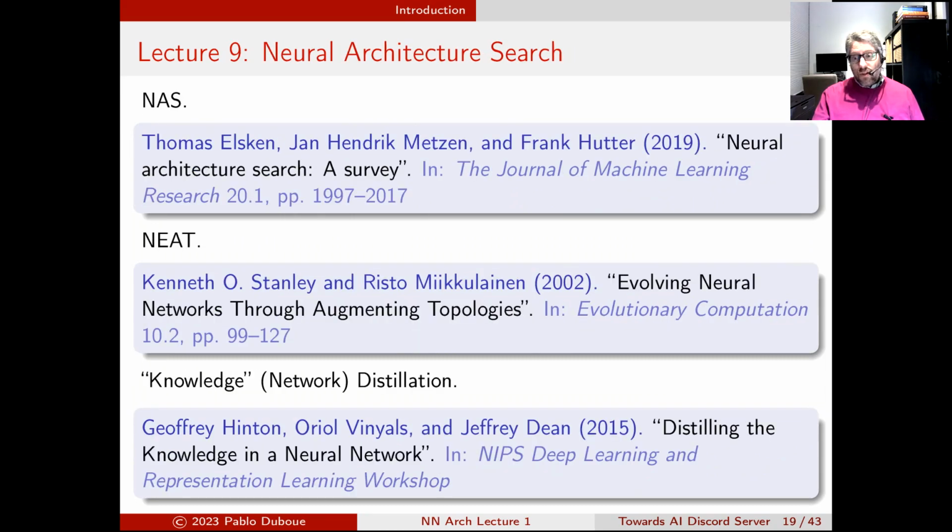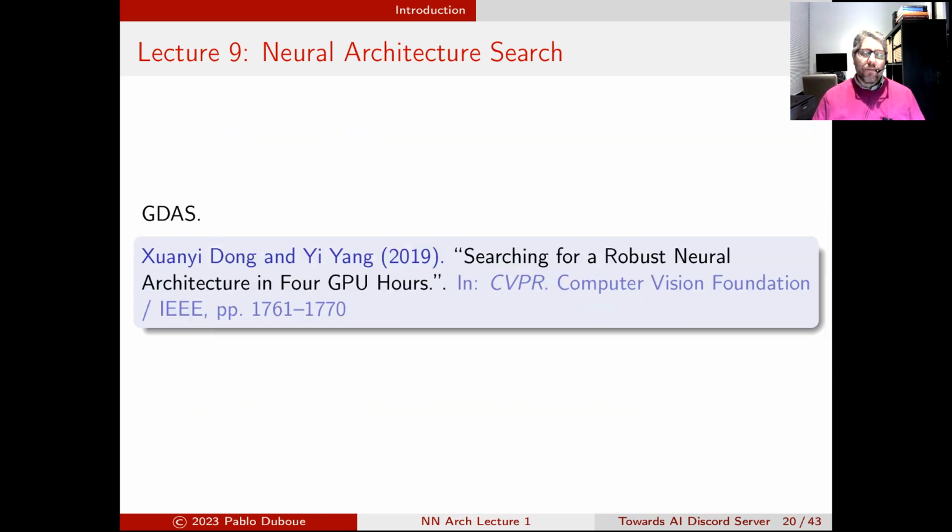And in the last lecture, we are going to see neural architecture search, particularly the NEAT paper on neuroevolution using genetic algorithms, the network distillation techniques, and some techniques that use gradients over network architectures. So as you can see, we are going to have quite a variety of topics in the following weeks.